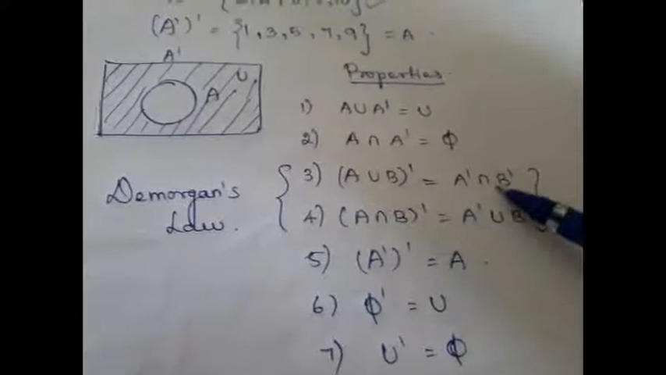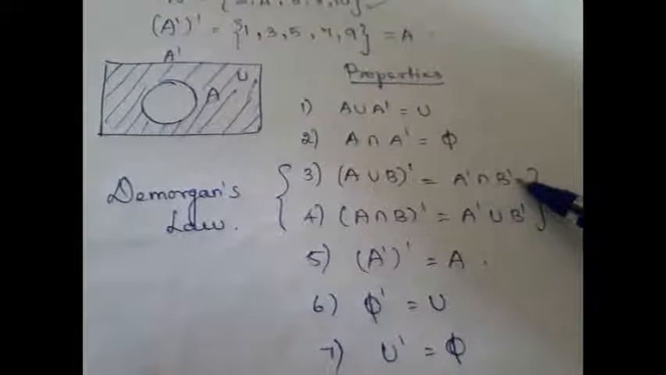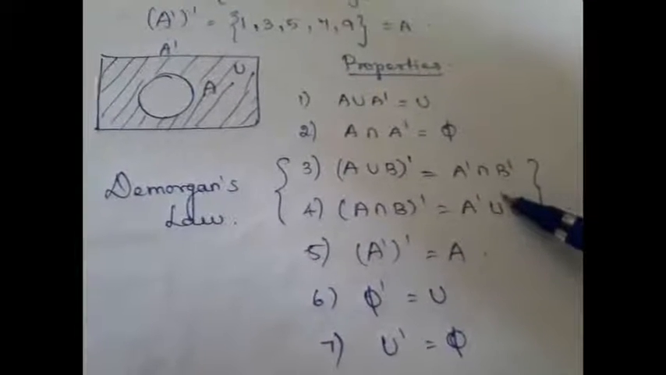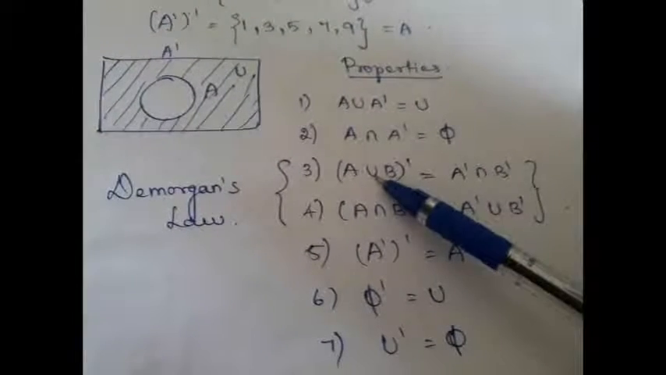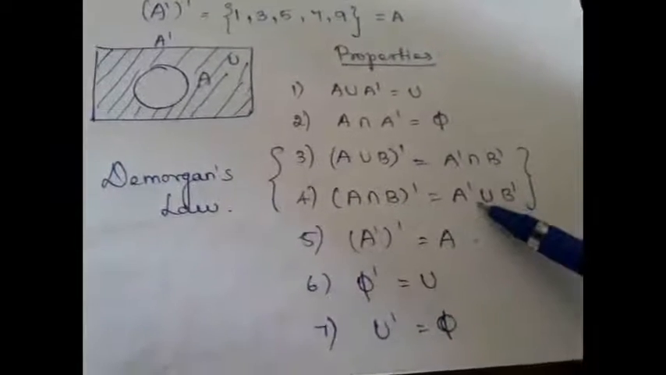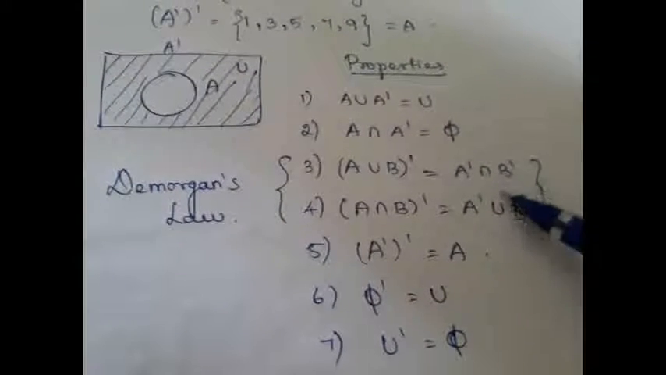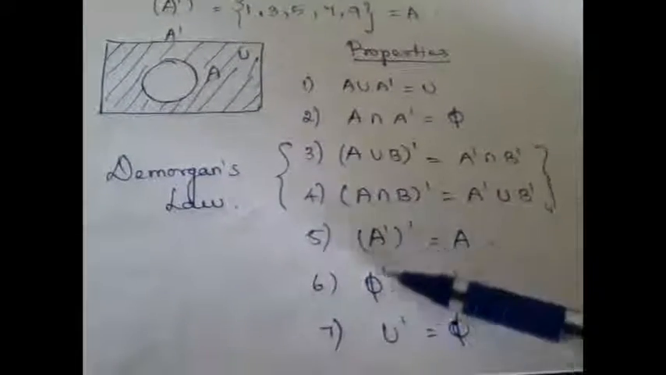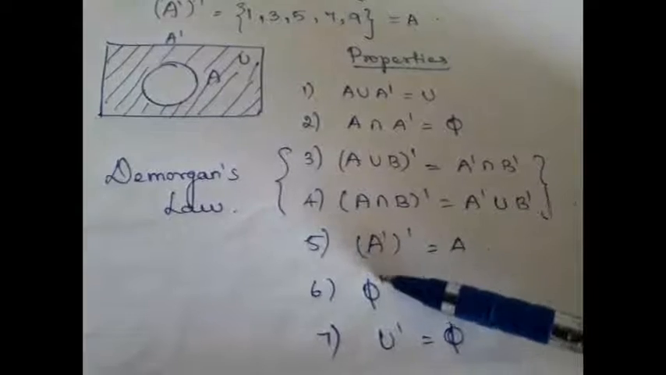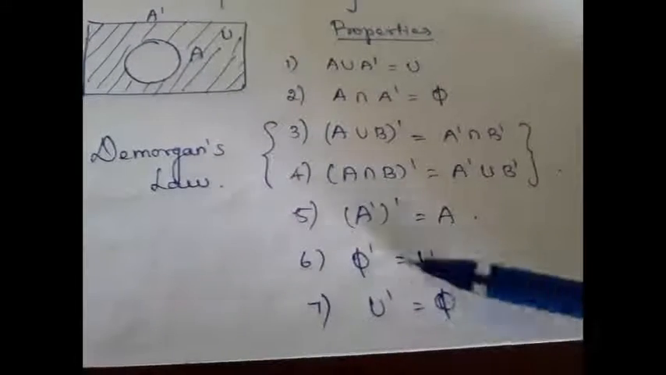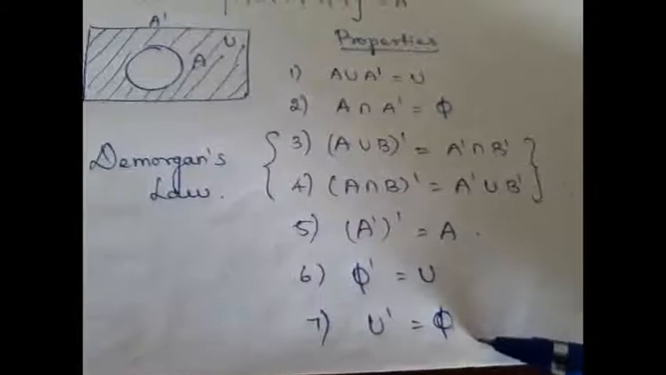Then move on to the right hand side. Find what is A dash, find what is B dash, then find the intersection and check whether both are the same or not. And you can see here, when it is union on one side, it is intersection on the other side, and when it is intersection on one side, it is union on the other side. So these two laws are called De Morgan's laws. Then A dash the whole dash is A, as we just saw through a numerical example. Then the null set complement will be nothing but the universal set, and the universal set complement will be nothing but the null set.